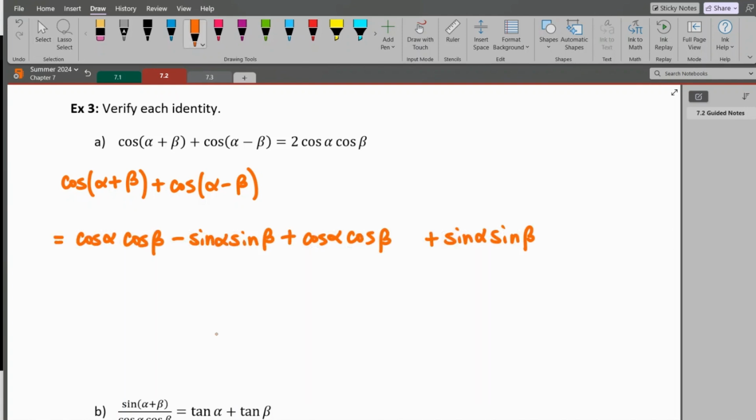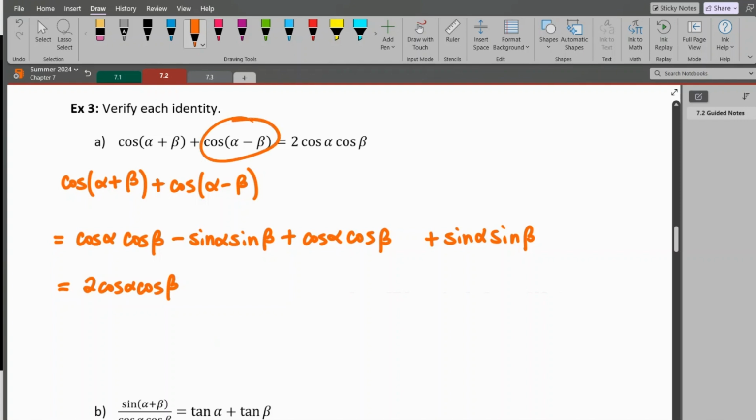Now, you may notice there are some like terms here. For instance, I have two of these. And then these two here cancel. And so I'm actually already done verifying this identity. I started with the left-hand side. All I had to do was apply our sum and difference identities, combine like terms, and then we've wound up with the right-hand side.